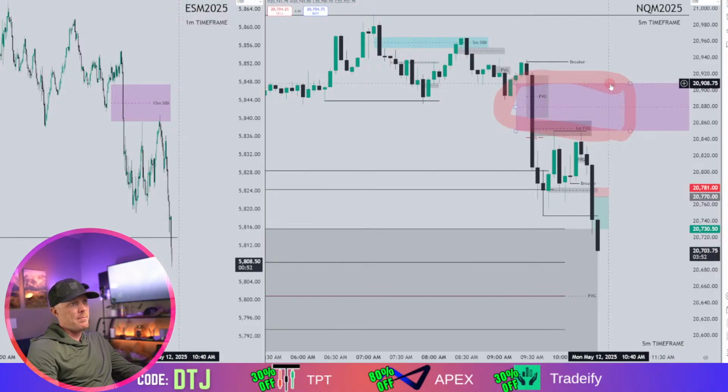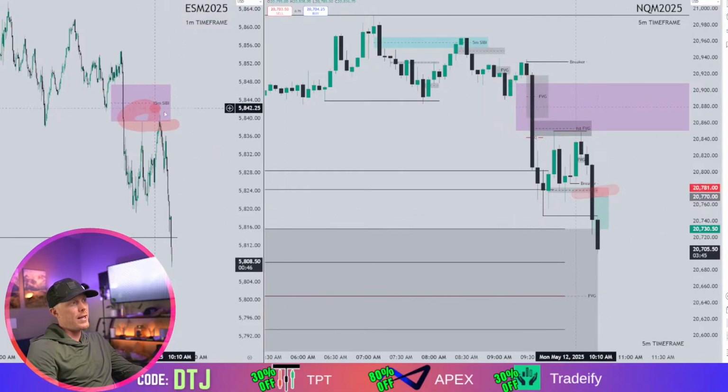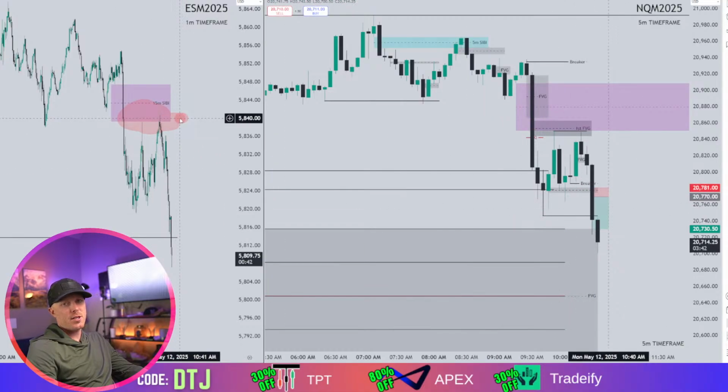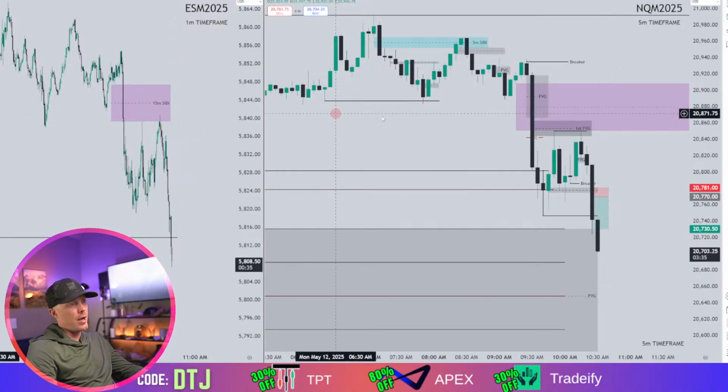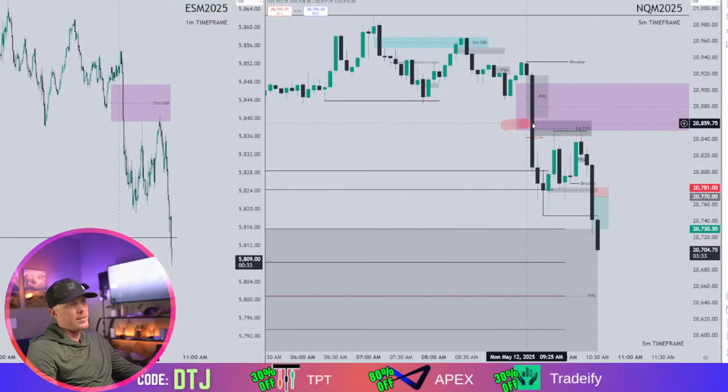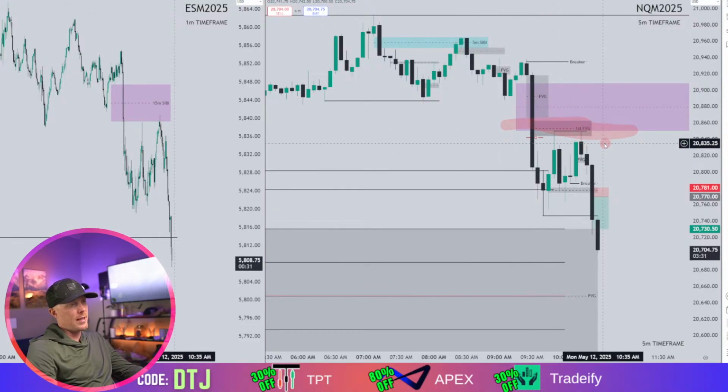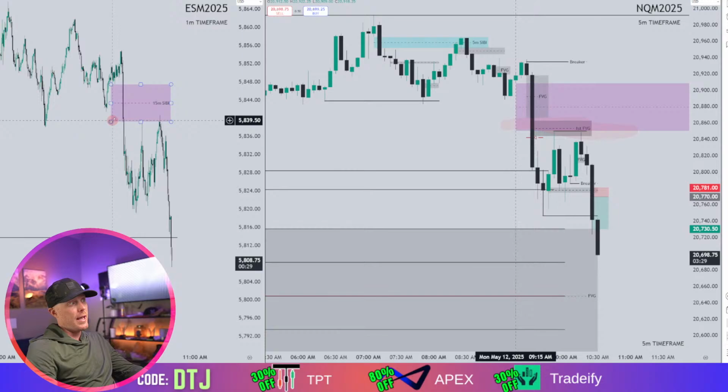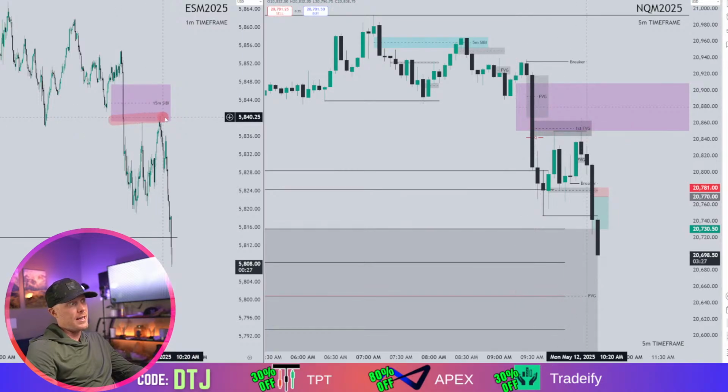Now, did I make a mistake by not taking this trade when ES already hit it? When I go back and I do my analysis, the answer is probably yes. I'll be honest with you. I made it up in my mind that I wanted to see NQ hit that level, and it would have been totally fine to let ES hit that level, accept the SMT, and take the trade to the downside.